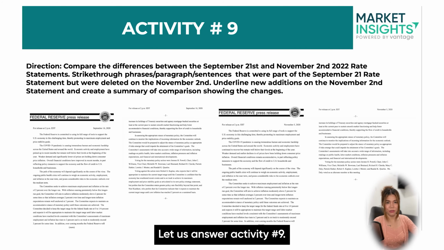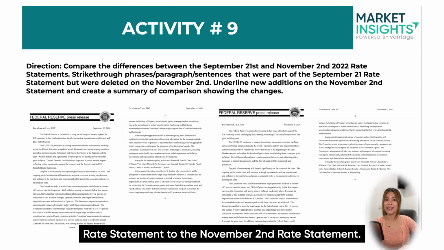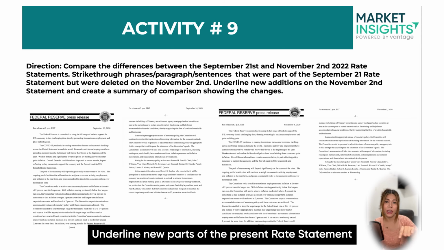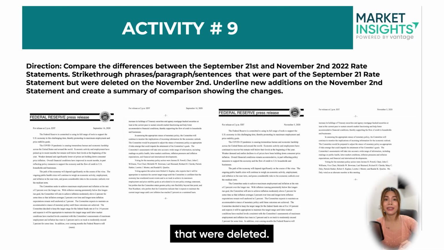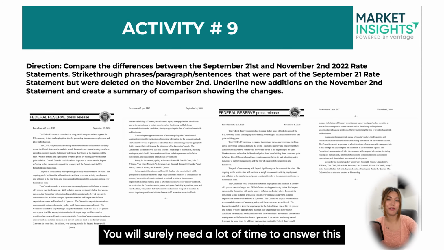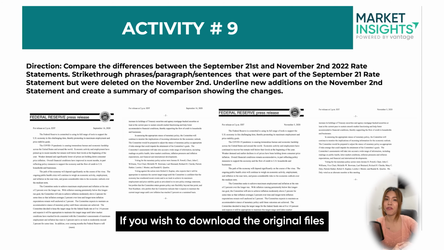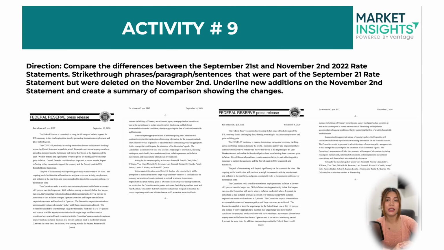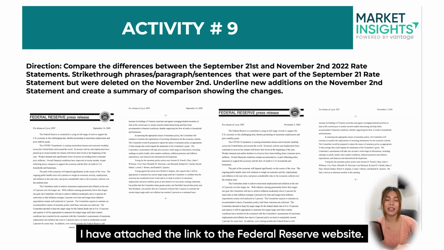Let us answer activity number 9. For this one, all you have to do is compare the September 21st rate statement to the November 2nd rate statement. Underline new parts of the present rate statement and strike through parts of the previous rate statement that were deleted. You will surely need a lot of time to answer this, so feel free to pause the video. If you wish to download the original files for this activity, kindly check the description below. I have attached the link to the Federal Reserve website.